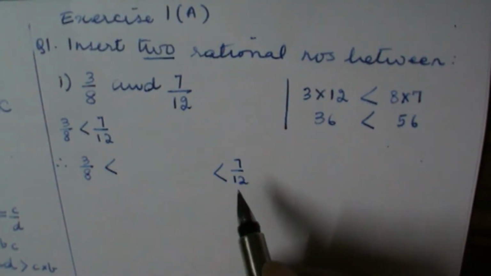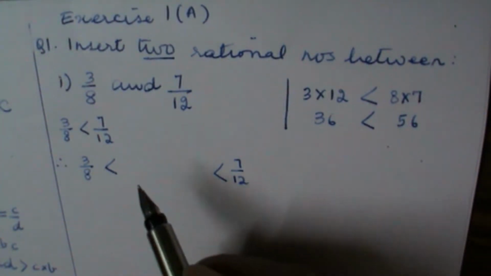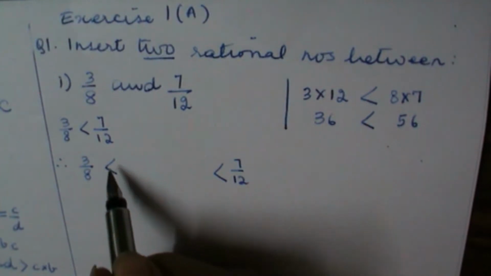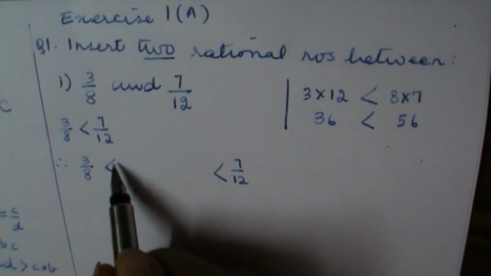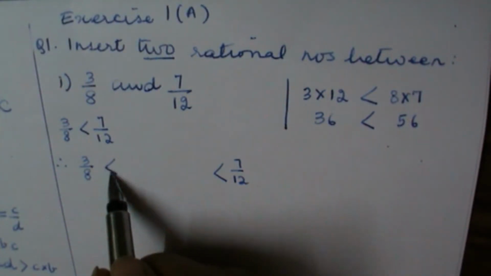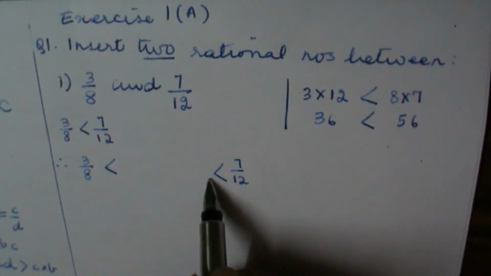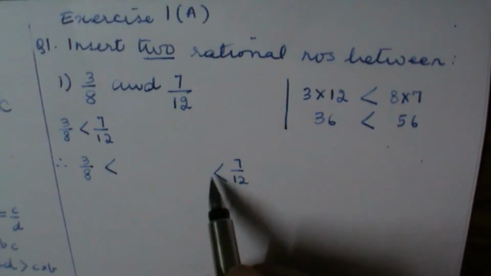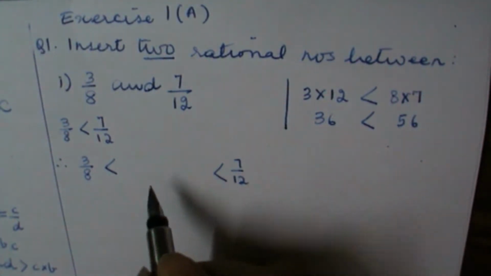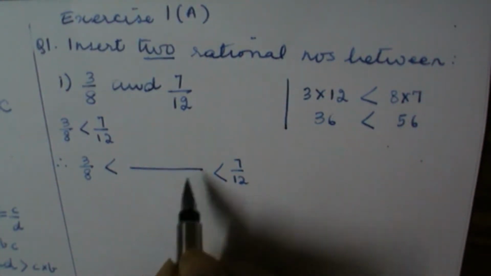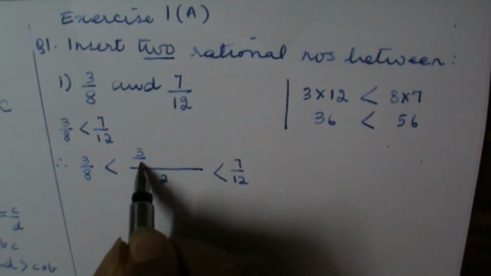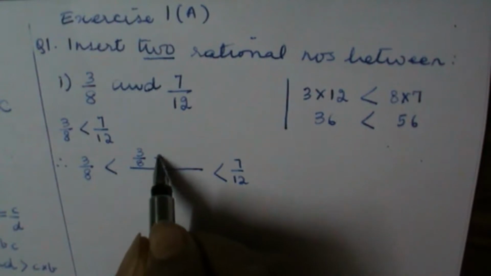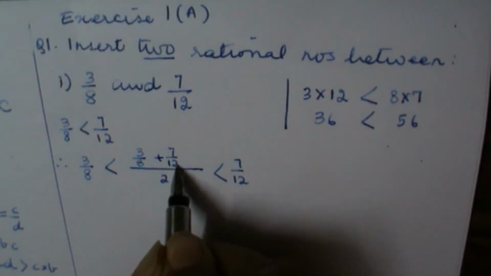Now anytime we are talking about the rational numbers between two given rational numbers, the one that is in between will be written with this symbol here and this symbol here. So this will be 3 upon 8 less than, and then I write the average of the sum of these two, and less than 7 upon 12. So out here, since I'm doing average, I will divide this by 2, and here I will do 3 upon 8 plus 7 upon 12.